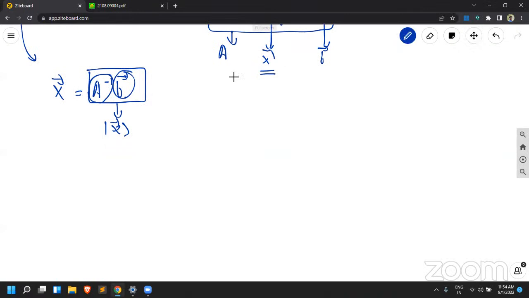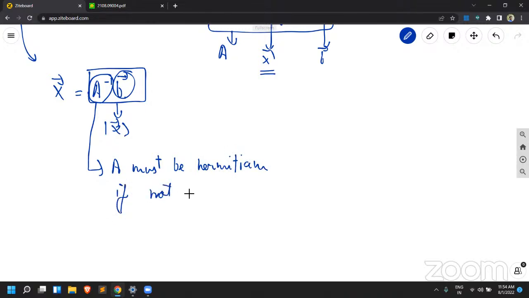So there are certain requirements for it to be possible to apply on a quantum circuit: A must be a Hermitian matrix. If A is not Hermitian, then we can change our A and rewrite it as 0, A dagger, and 0. This makes it Hermitian, and now we can solve it on a quantum computer.